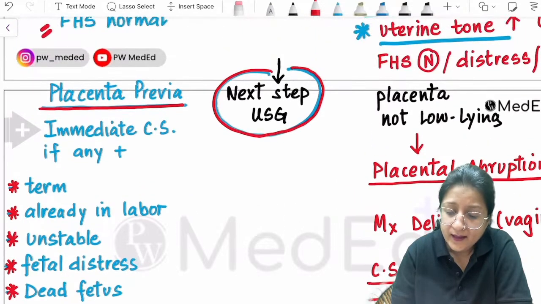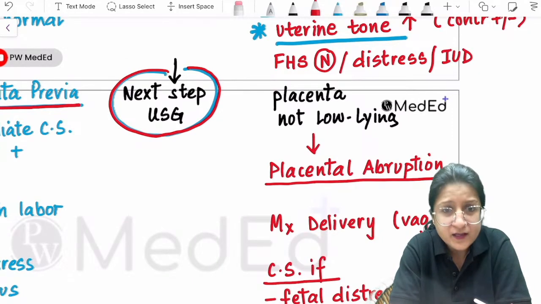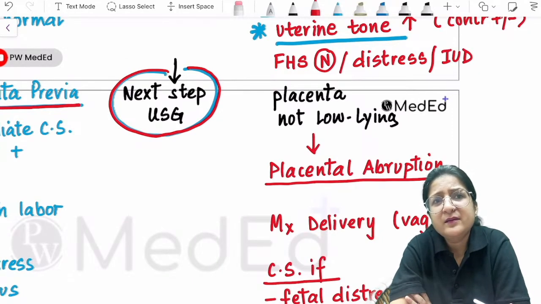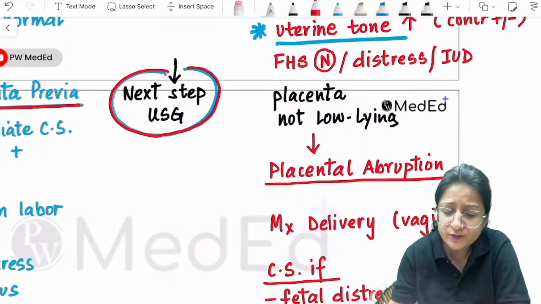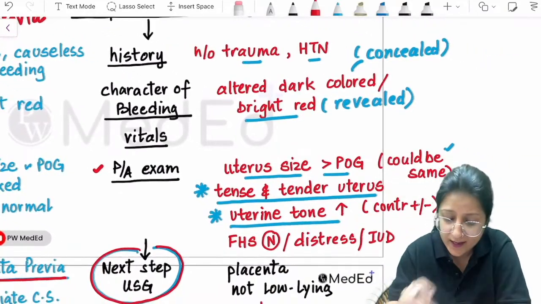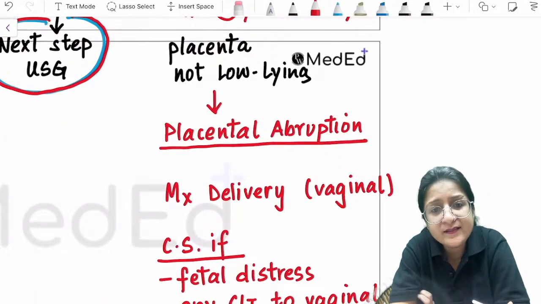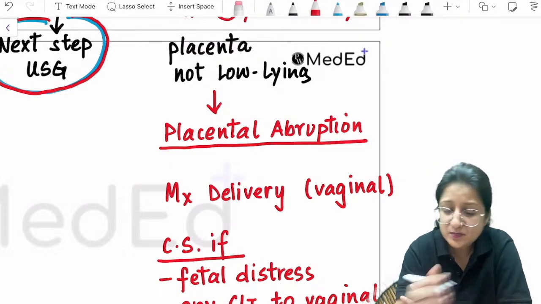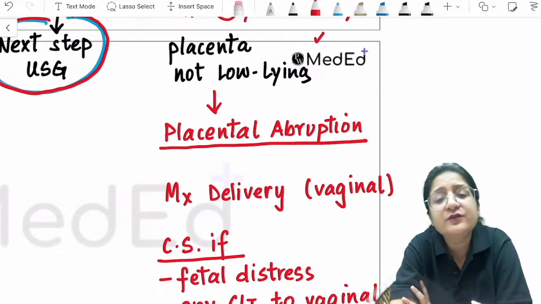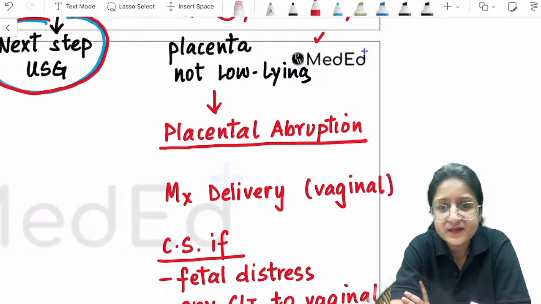Now, if on ultrasound the placenta is not low lying, okay, so ultrasound will only give you relevant information about the location of the placenta. So if you have this clinical information which goes in favor of placental abruption, then you do an ultrasound, and ultrasound tells you that the placenta is not low lying, then you make the diagnosis of placental abruption. Once you establish that the placenta is not low lying, meaning you have ruled out placenta previa, after that you can do a PS and a PV examination.